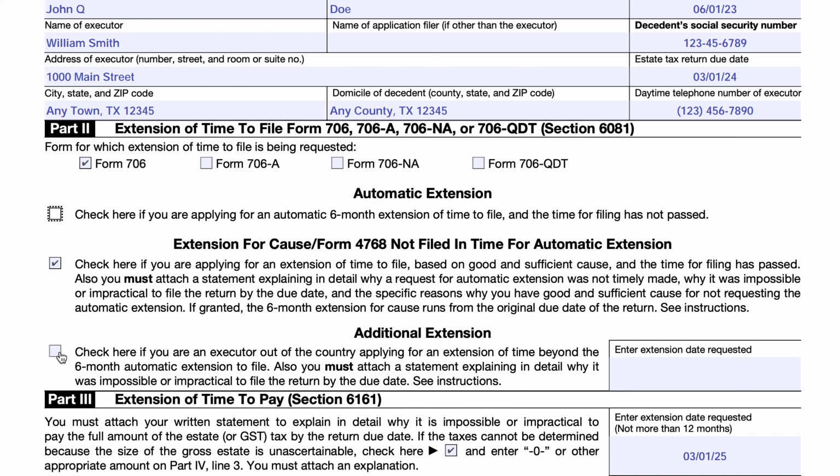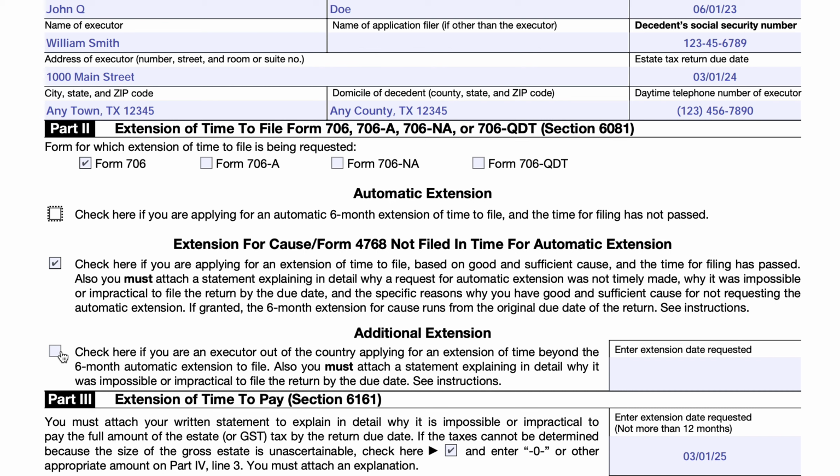Now, the third one is an additional extension, and this primarily only applies to an executor who is out of the United States. They can request an extension of time beyond the 6-month extension, but that person must also attach a statement that goes into detail about why it was impractical or impossible to file.